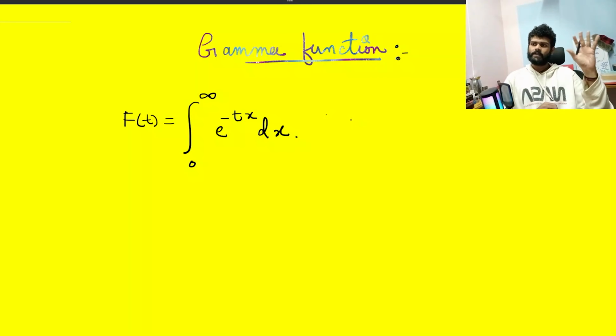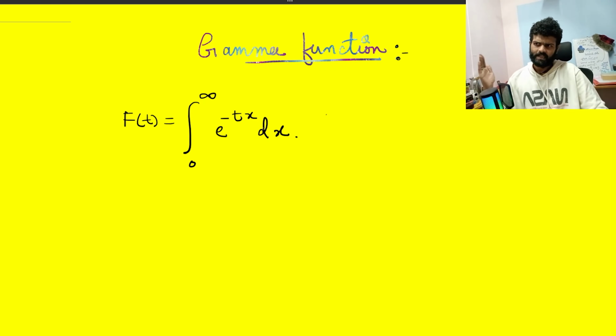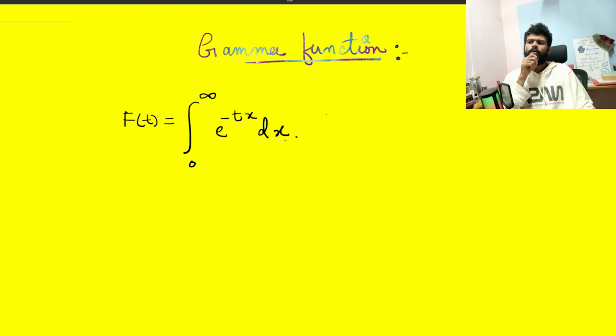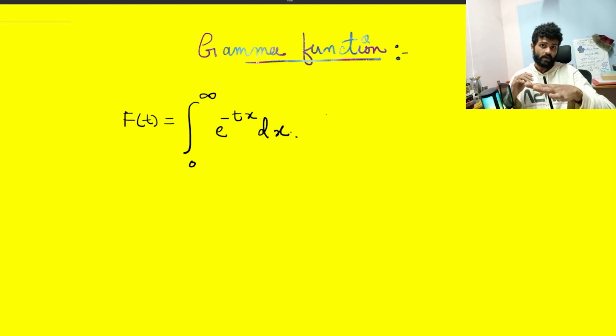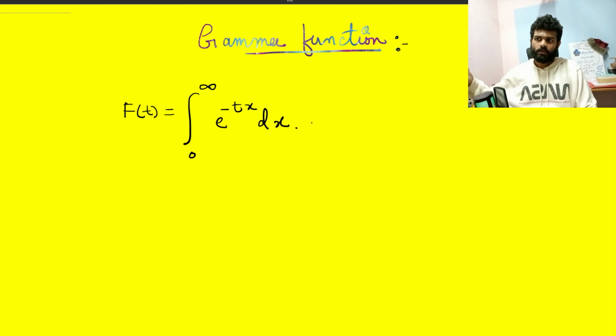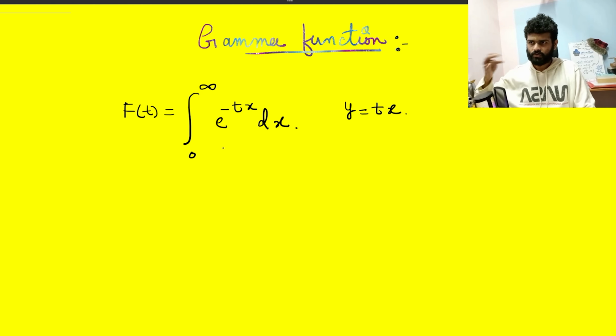To start with, we have an integral here on the board. This particular integral is 0 to infinity e to the power minus tx dx. So what we'll do is we'll try to differentiate this. Before that, we'll try to evaluate this, and then we'll differentiate it to arrive at the gamma function, okay? Now I'm going to evaluate this. For that, I'm going to change the variable y, which is basically tx.